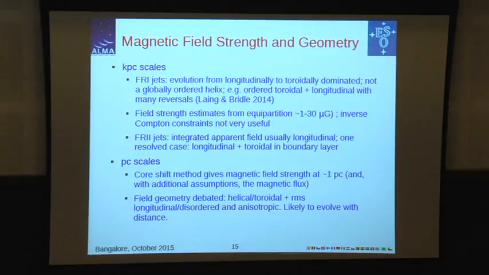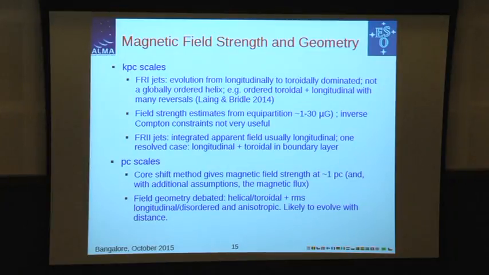On kiloparsec scales, we think we know that the field evolves from primarily poloidal to primarily toroidal on scales of a few kiloparsecs. That's not a globally ordered helix, because otherwise you would see asymmetries in the radio structure that you don't see. So probably what it is, is an ordered toroidal component and a poloidal component with many reversals. The field strengths are guessed at from equipartition. There isn't a good inverse Compton constraint, but they are probably not too far from the truth. I'll come back to FR2 jets a little bit later.